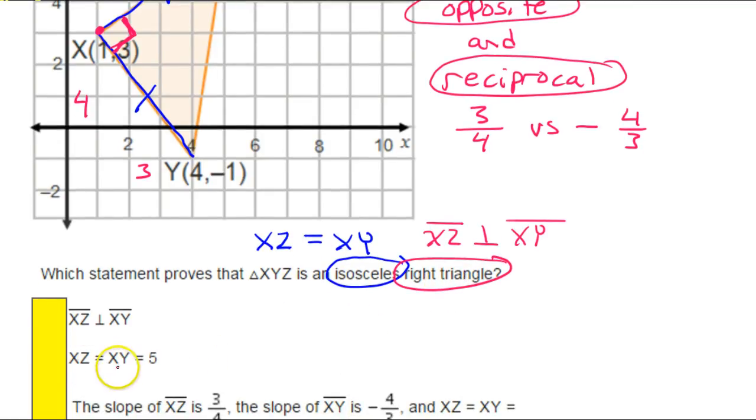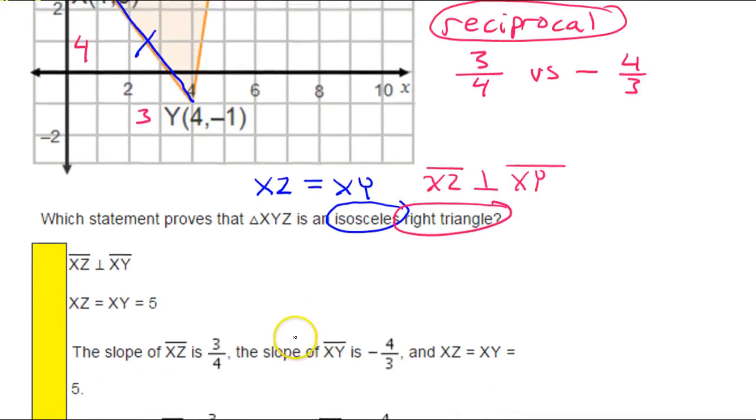XZ is equal to XY, and I see they're saying it's 5. Maybe that's what it turns out to be. But again, that would only get me halfway there. I need a statement that says both. So that's no good. Look at the next one.